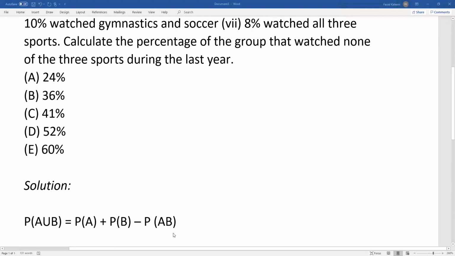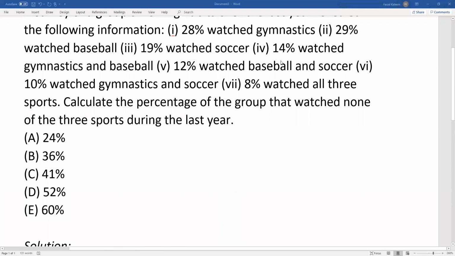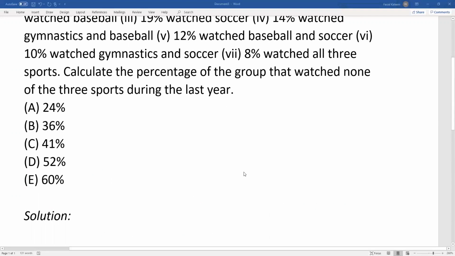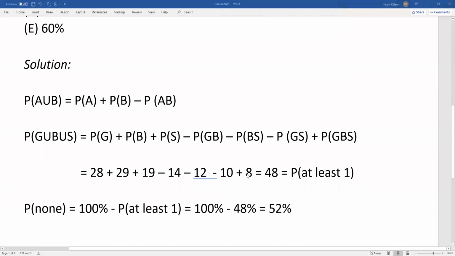And then for the pairs, we had 14% gymnastics and baseball. So subtract 14, and similarly for the other two pairs. And lastly, you add the triplet, and the triplet was 8% watched all three. So that's the 8, and that gives us 48. So that, as I said in English, the probability of the union means the probability of at least one of them. We want the probability of none of them.